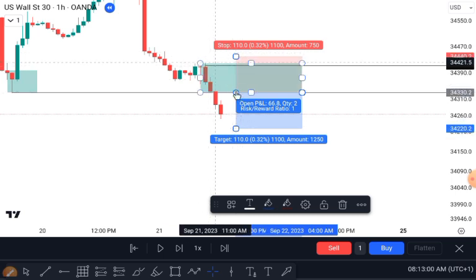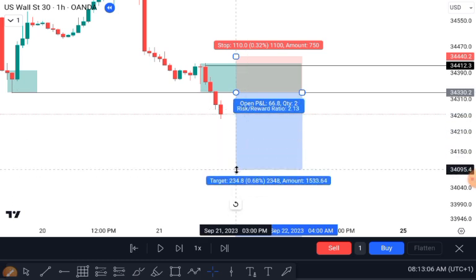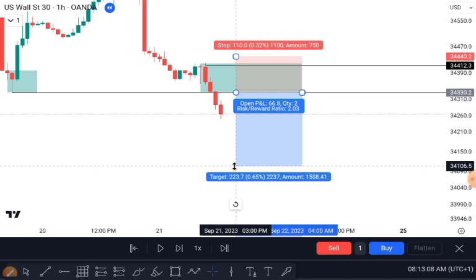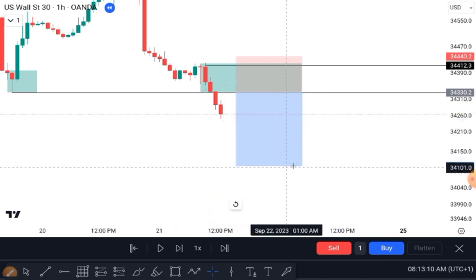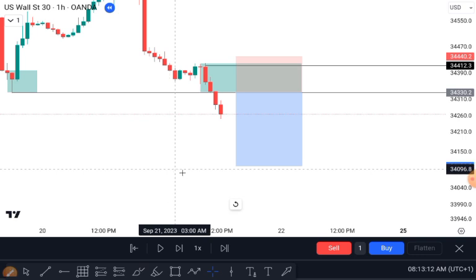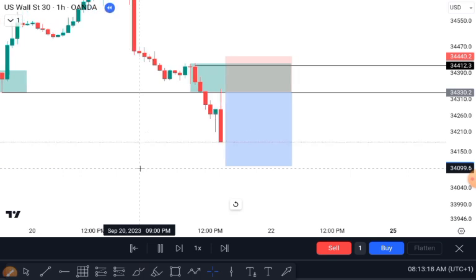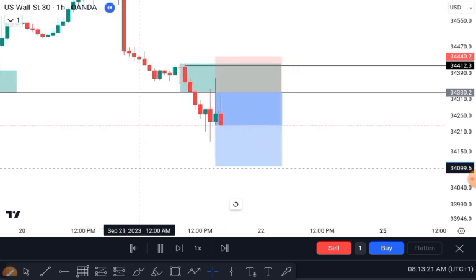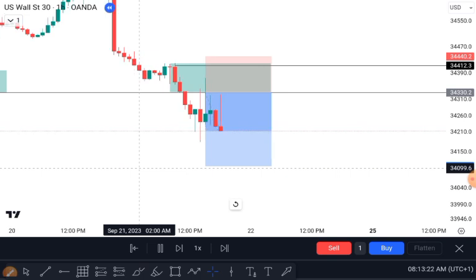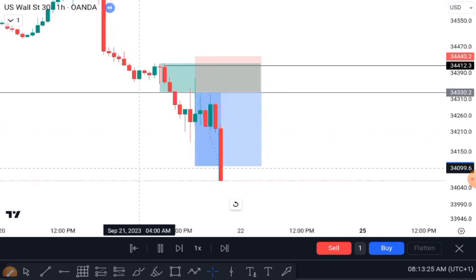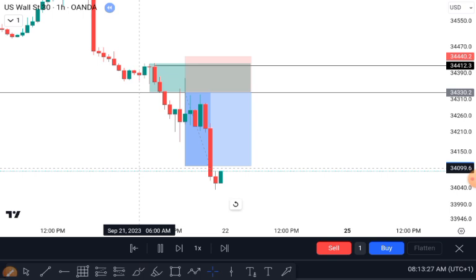Then let's go for 1:2. Let's just target 1:2. Okay, this is 1:2. This is our ratio. So guys, this is a very simple setup. So let us play this and see how price reacts to it. Okay, so price just dipped into the breaker block, and then boom, TP smashed very easily, guys.